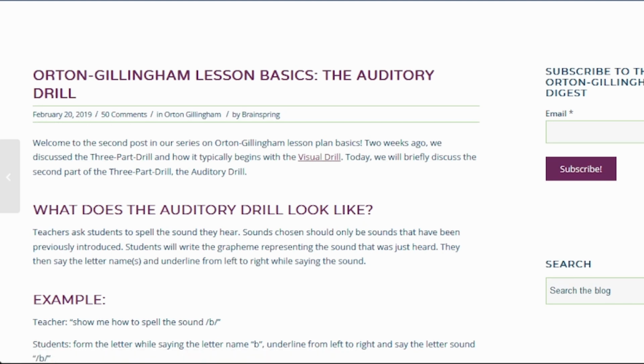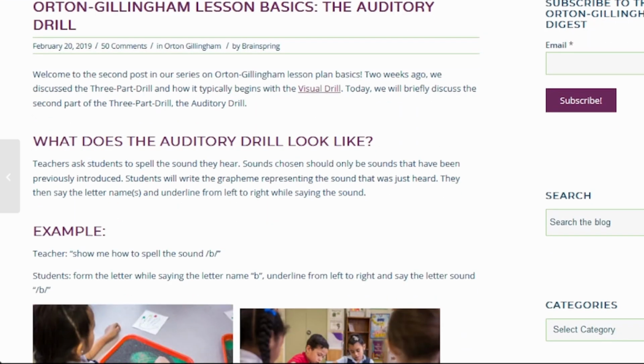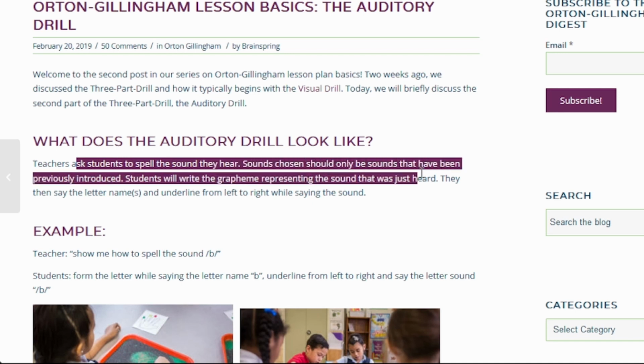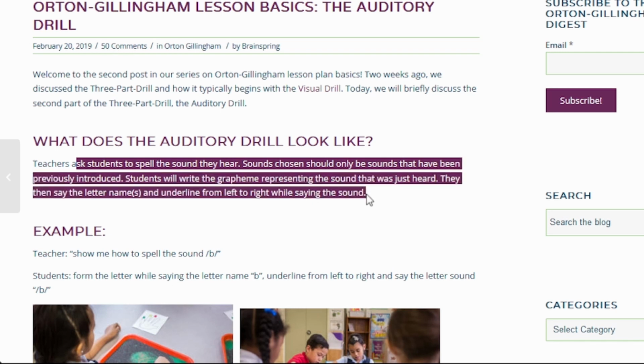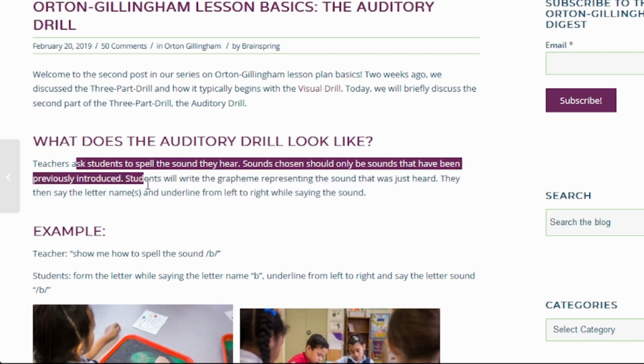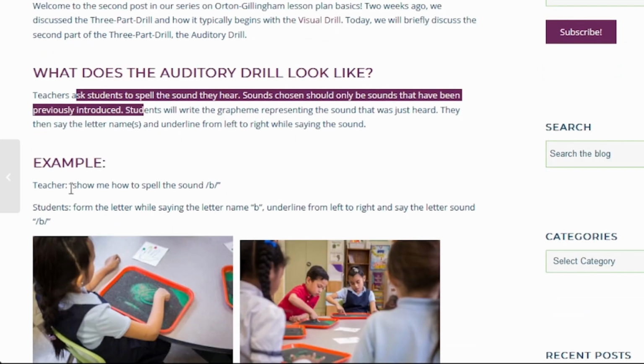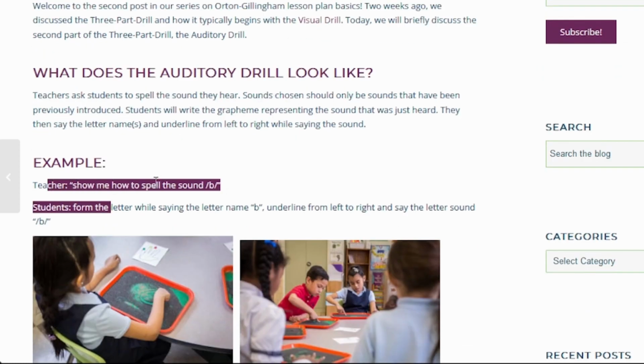And it reminds me a lot of my Orton Gillingham training, so I like what they put here. And they talk about the 3-part lesson. And they're talking right here about this auditory drill. What does it look like? And it says, teachers ask students to spell the sound they hear. Sounds chosen should only be sounds that have been previously introduced. So there's the auditory drill, and it gives an example right here.